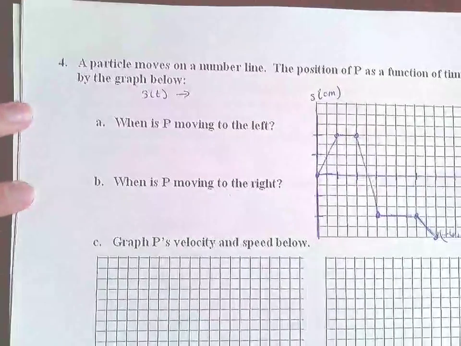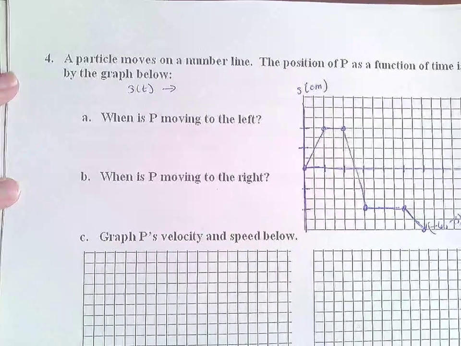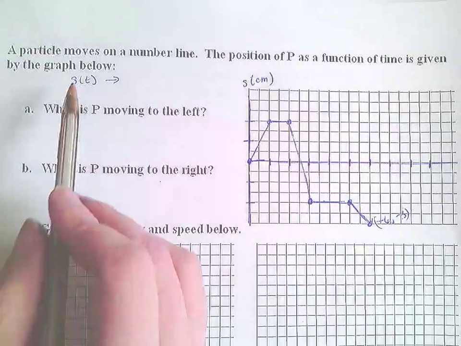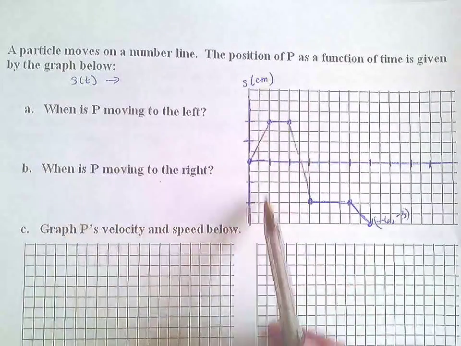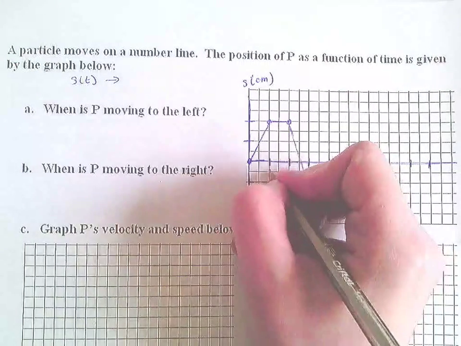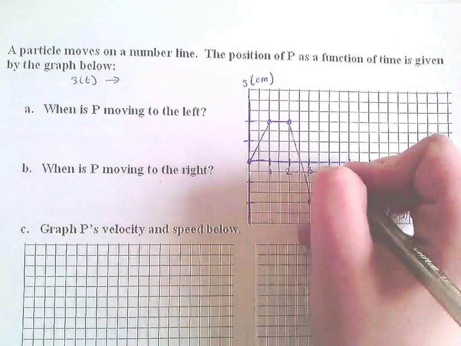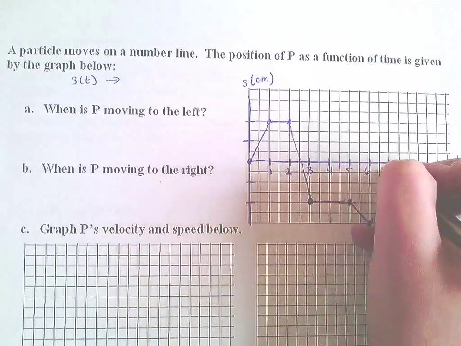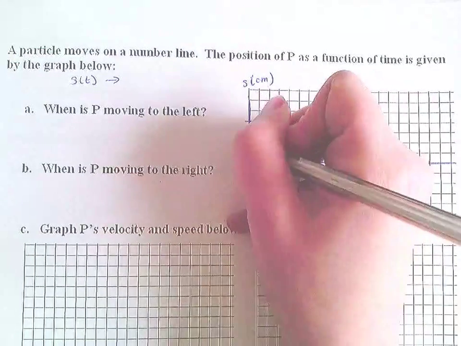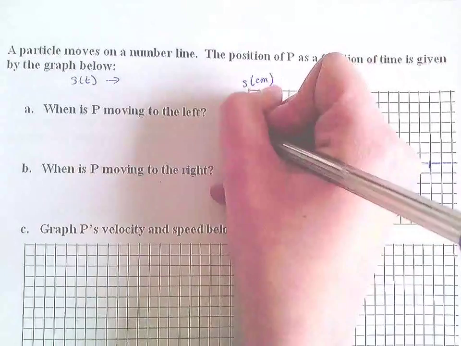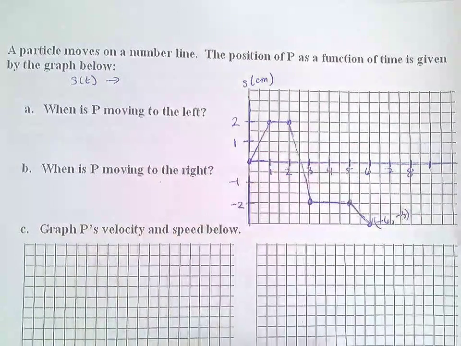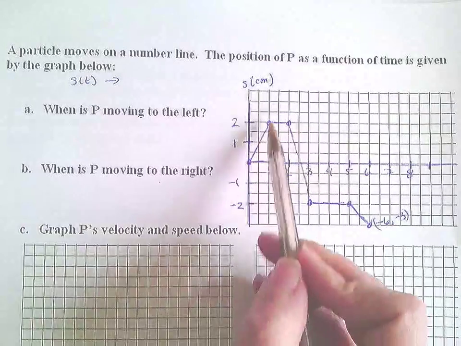All right. A particle moves on a number line. The position of p as the function of time is given by the graph below. So s of t is given by this graph. Each one of these ticks measures as 1. So this is 1, 2, 3, 4, 5, 6. So it goes all the way to 6. And then this is also 1, 2, negative 1, negative 2. So this is the particle moving.